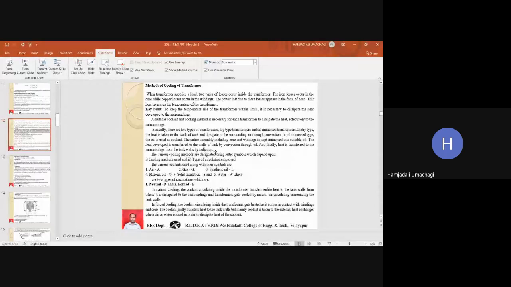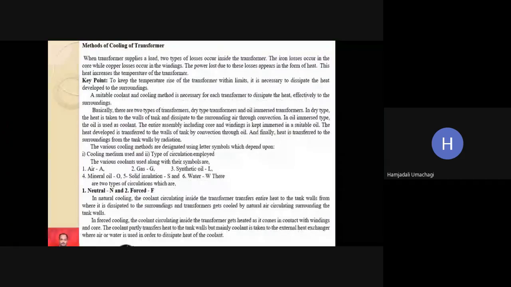This is how we dissipate the heat, whether it is the dry type or the oil immersed type. Now let us see the different cooling methods. The various cooling methods are designated using letter symbols which depend upon, first, the cooling medium used, and second, the type of circulation employed. Whichever cooling method we are using, we denote it by some English letters or symbols.